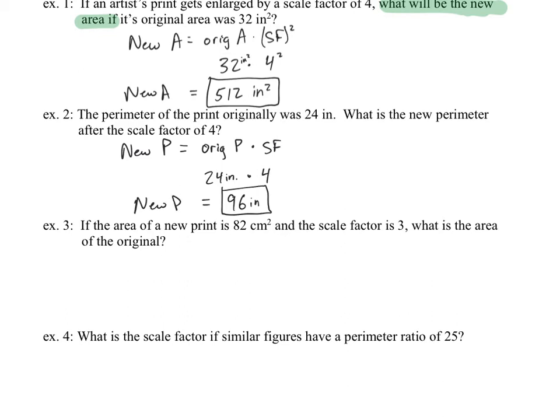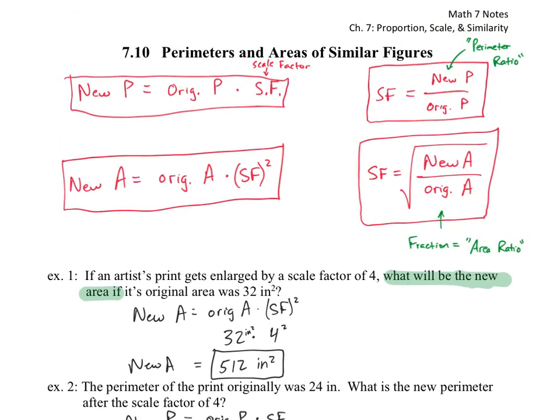Example 3 is going to use one of those same equations a little bit differently. Let's take a look. If the area of a new print is 82 square centimeters, and the scale factor is 3, what's the area of the original? Okay, so we're looking for the area of the original, so we can go back to this, and we're going to either have this equation or this equation. So is it easier to find this number, area of the original here, or here inside the square root? I would argue probably this one.